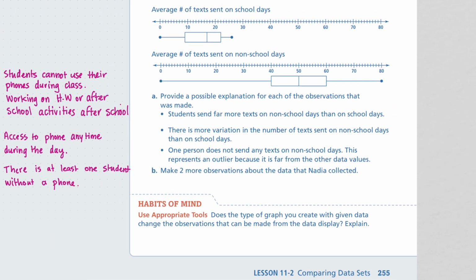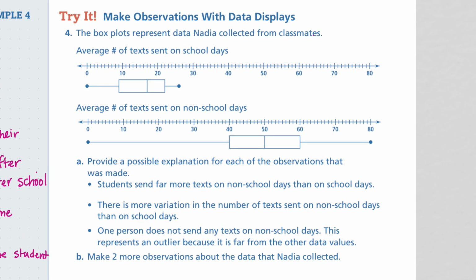Okay, make 2 other observations about the data that Nadia collected. So we can see right here, the maximum is 80, while over here the maximum is 26. We can also notice that the median here is 50, while the median here is 17. You can also make other observations based on Q1 and Q3 for both of these data sets.